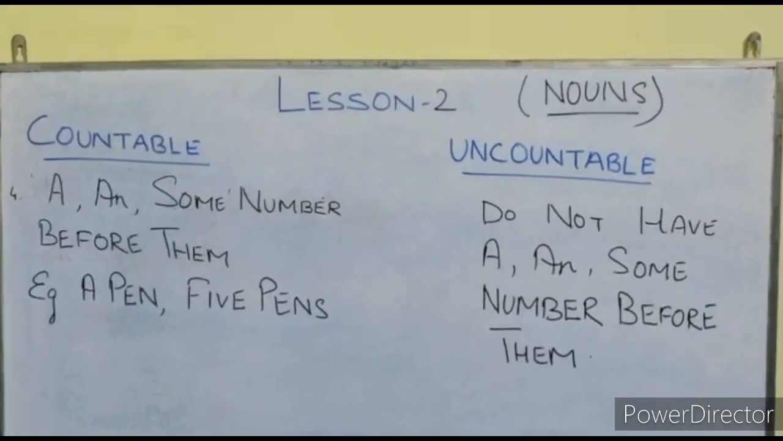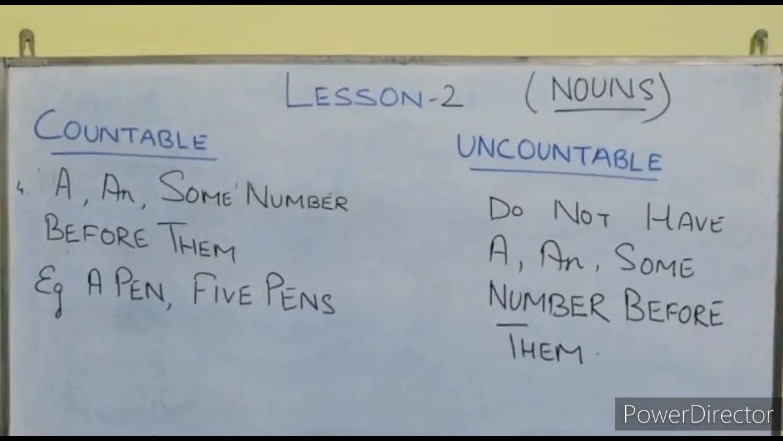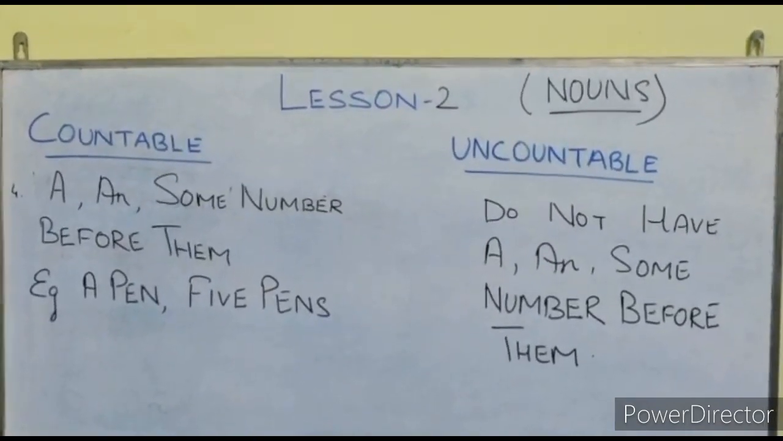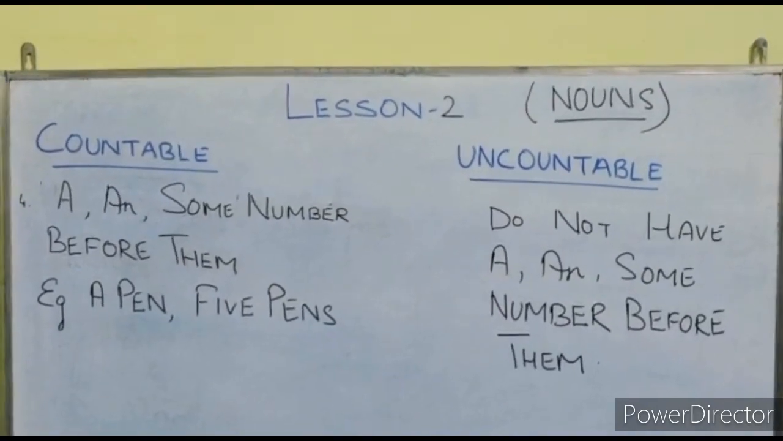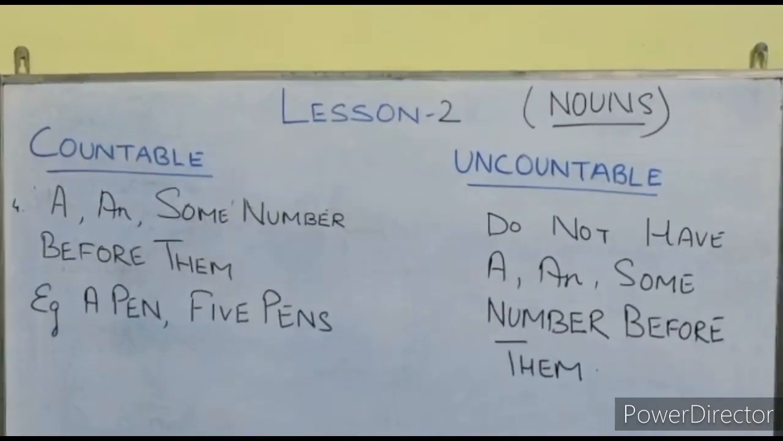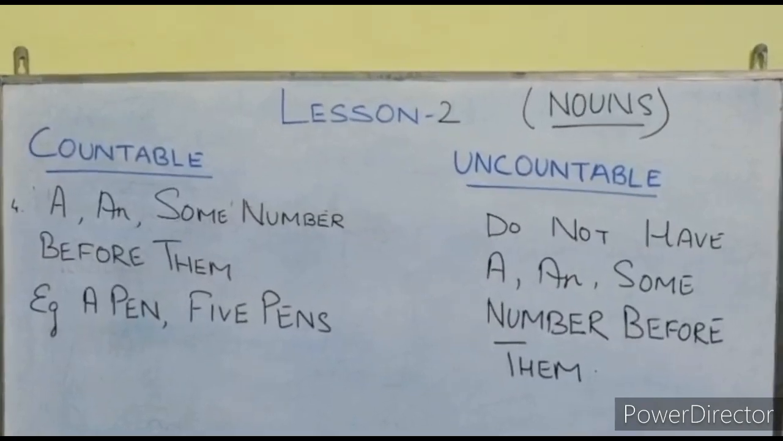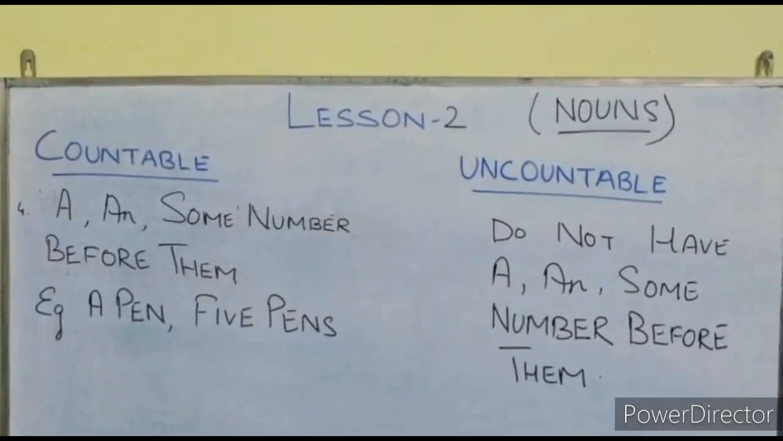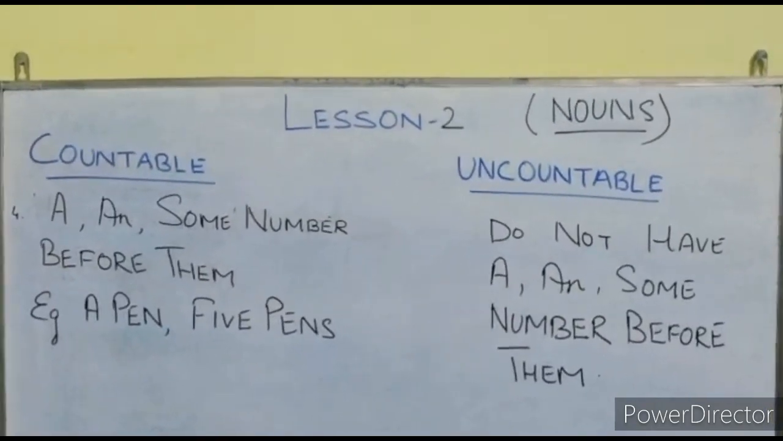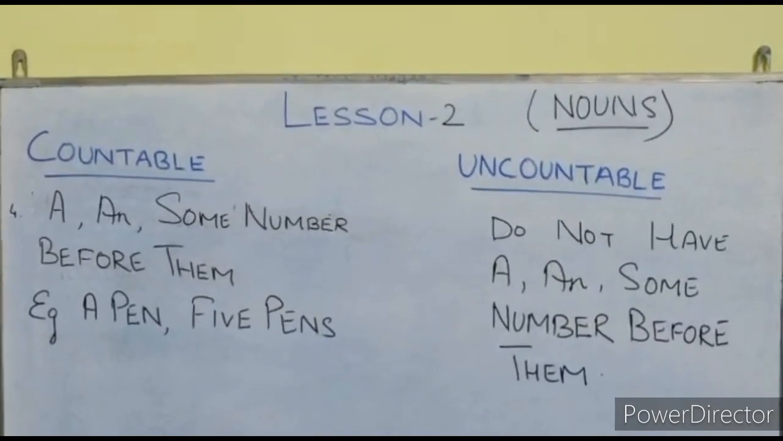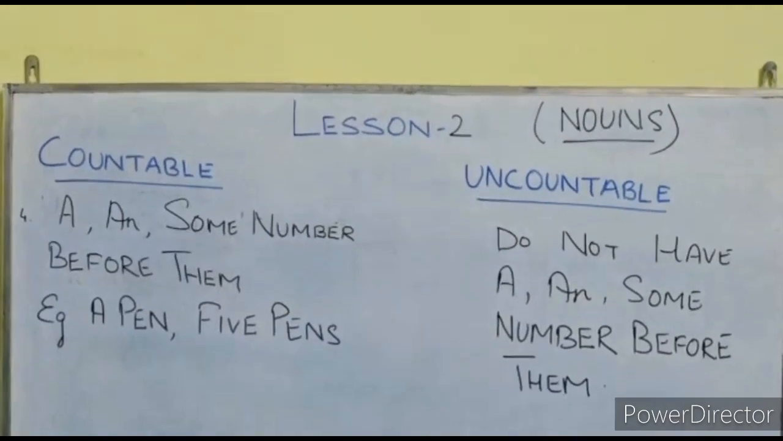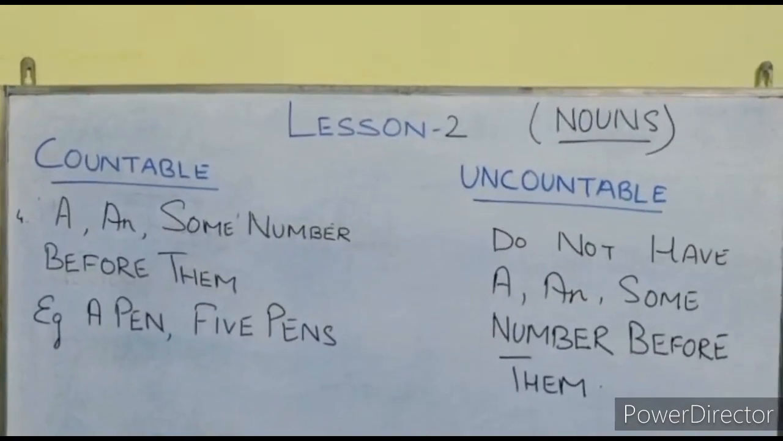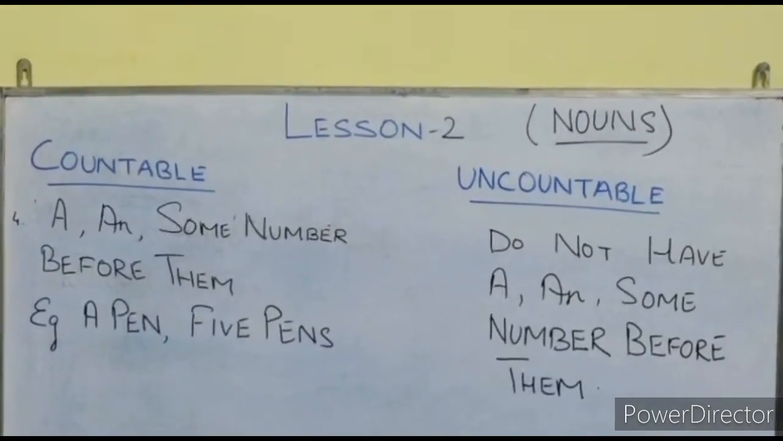Now, the fourth point. In countable nouns, a, an, or some number is placed before it, like a pen or 5 pens. But in uncountable nouns, we do not have any a, an or any number before them.